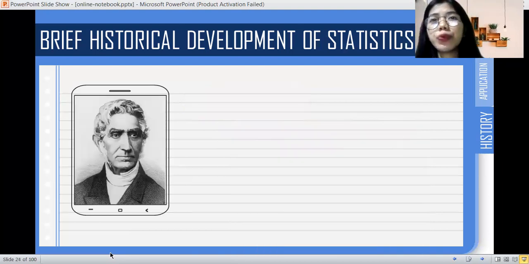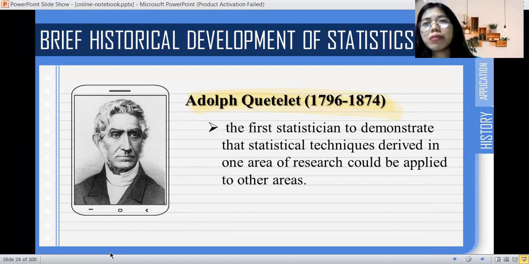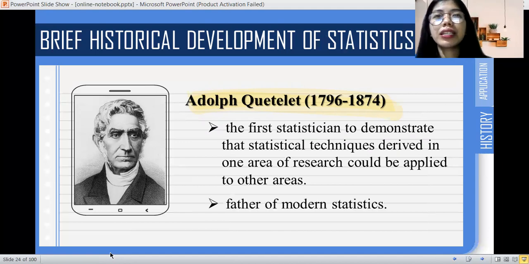next key person, we also have Adolf Quetelet na nabuhay between 1796 to 1874. He is the first statistician to demonstrate that statistical techniques derived in one area of research could be applied to other areas. Ayan po. Kaya siya tinawag na the father of modern statistics, si Adolf Quetelet.